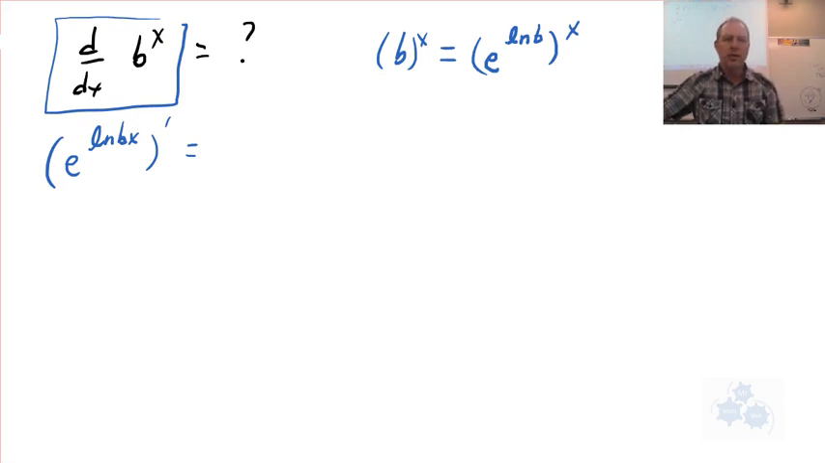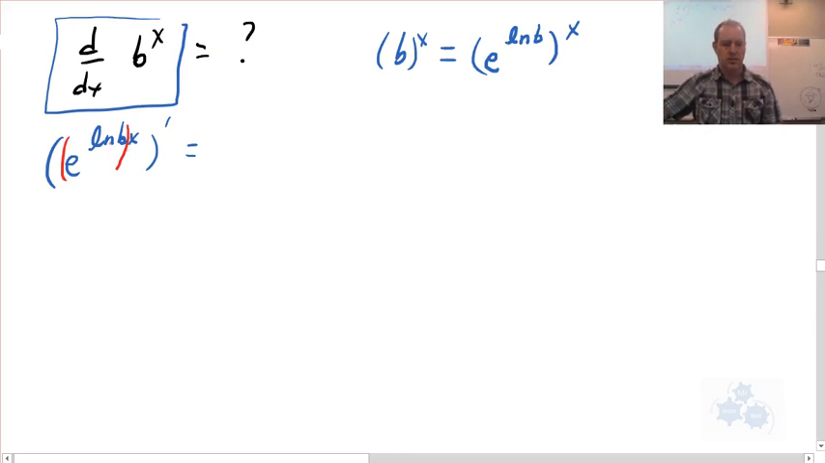Well, notice that this right here is really a constant, isn't it? So let's think about this as a whole term, though, yet. The ln of b is also a constant, right? It's a constant times x. So the derivative of e to anything is itself, e to the ln b times x, times the derivative of ln b times x, right?